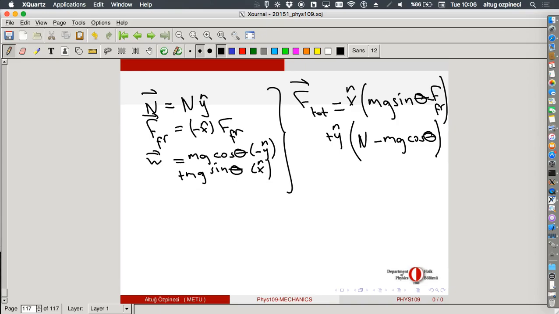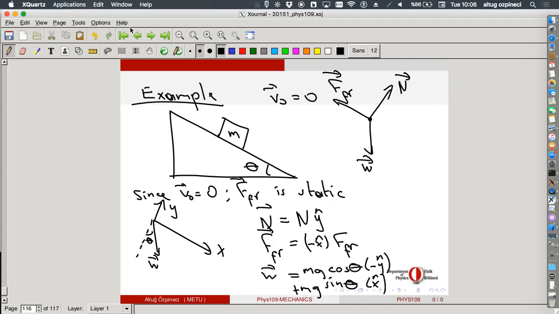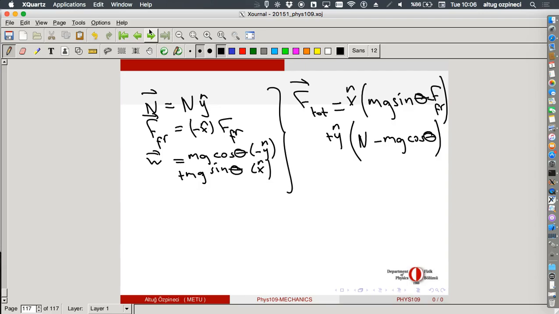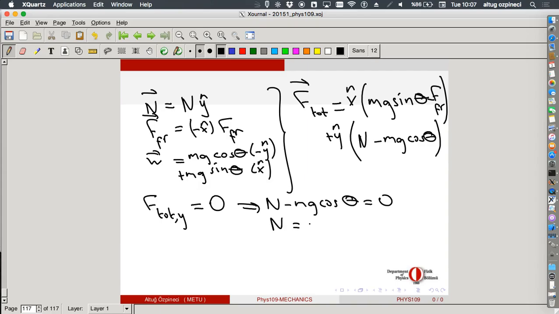One thing I know, that the acceleration of this object, if it is accelerated, it has to be along the x direction. There can be no y component. So the y component of F total should be exactly 0. And this tells me that n minus mg cosine theta is equal to 0, or the normal force is mg cosine theta. One of the unknowns we have already determined.